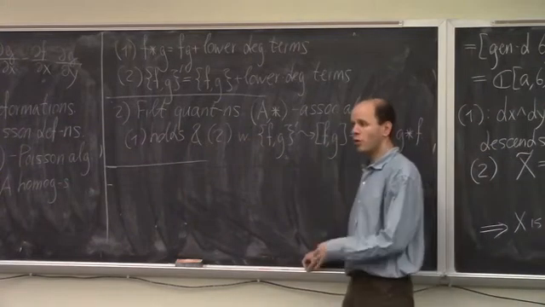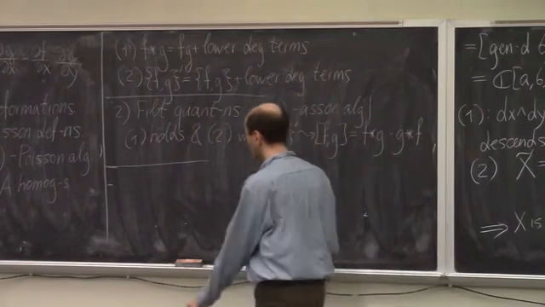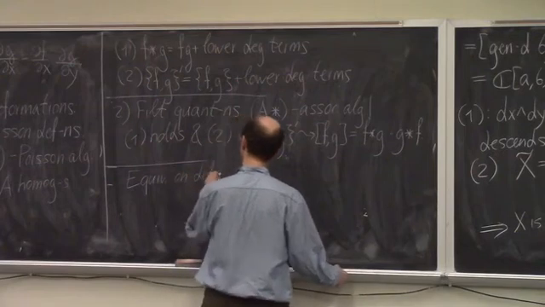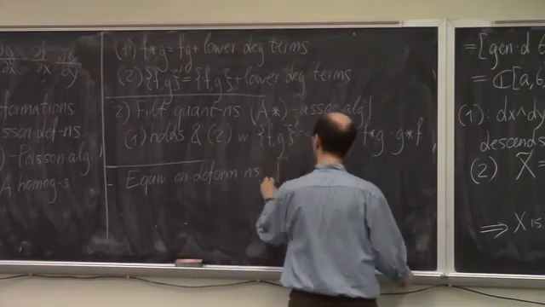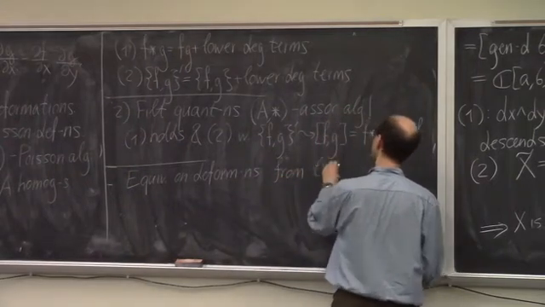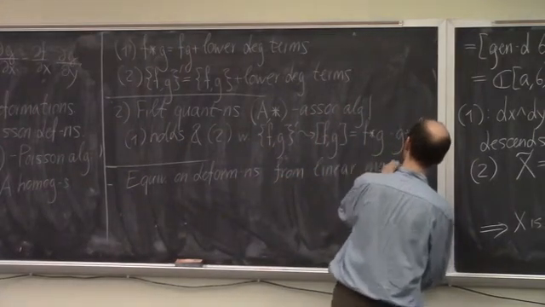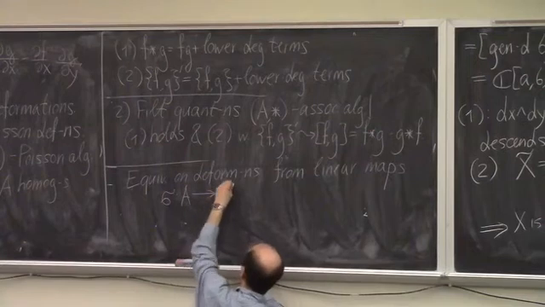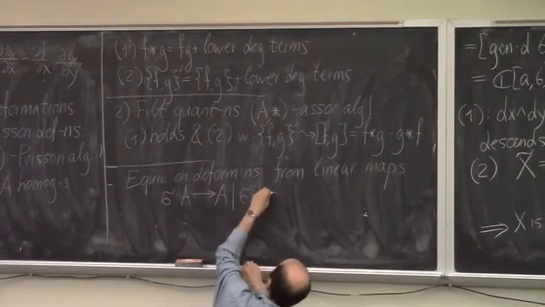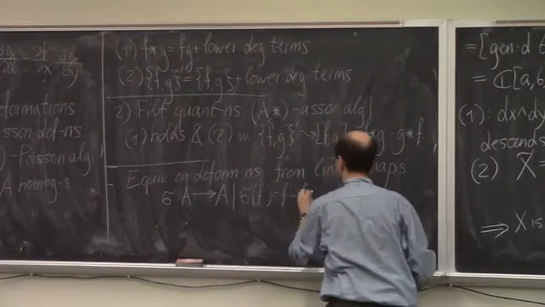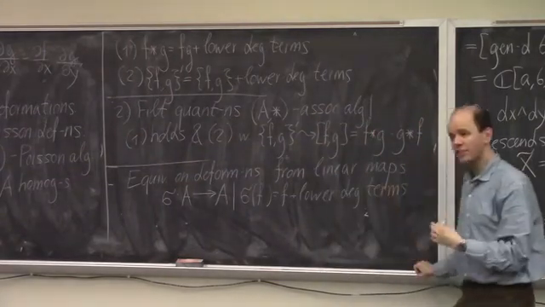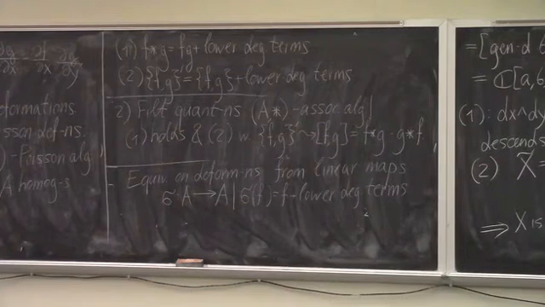Now, I want to identify some deformations. So we have an equivalence on deformations from linear maps. Let me call it sigma from A to A, with the property that sigma of f is f plus lower degree terms. Once I have such a map, I can twist my structures with this map and get new but equivalent structures. I want to think of them as the same.